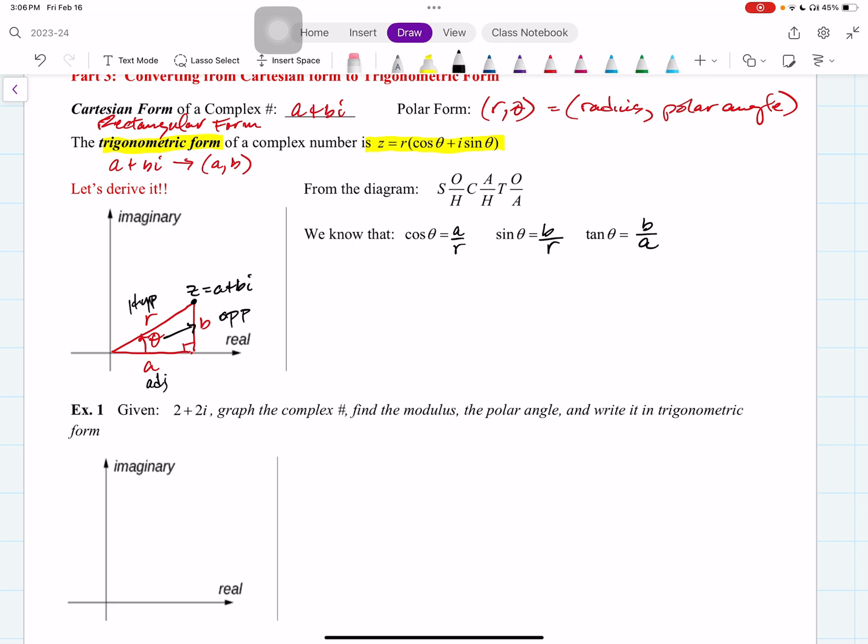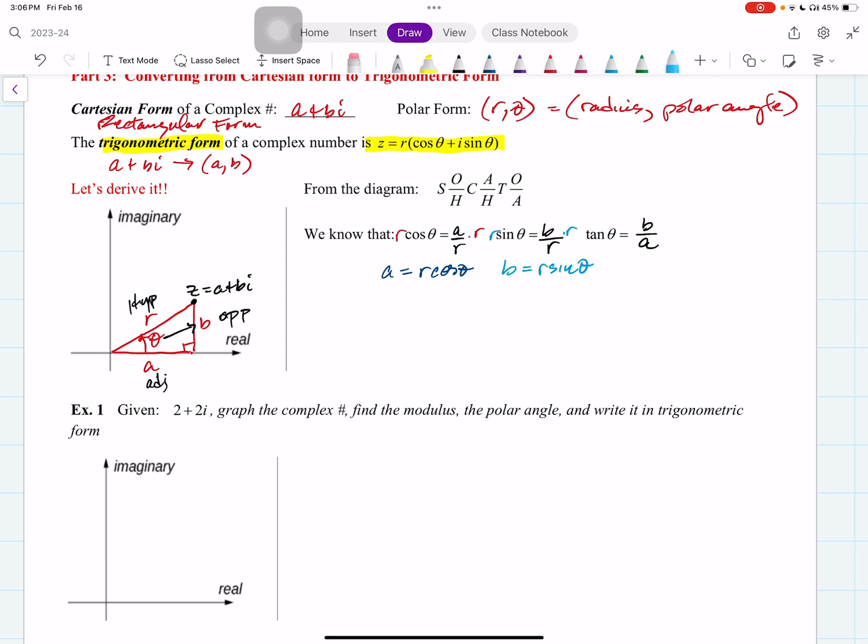So how do we do this? What you want to do is solve for a and b in these ratios. In the first one, I simply multiply both sides by r, and I get a equals r times cosine of theta. On my next one, I do the same thing. I multiply both sides by r, and I get b equals r times the sine of theta. I've done this before with polar form. I'm not going to worry about tangent of theta right now. This is used to find the polar angle.